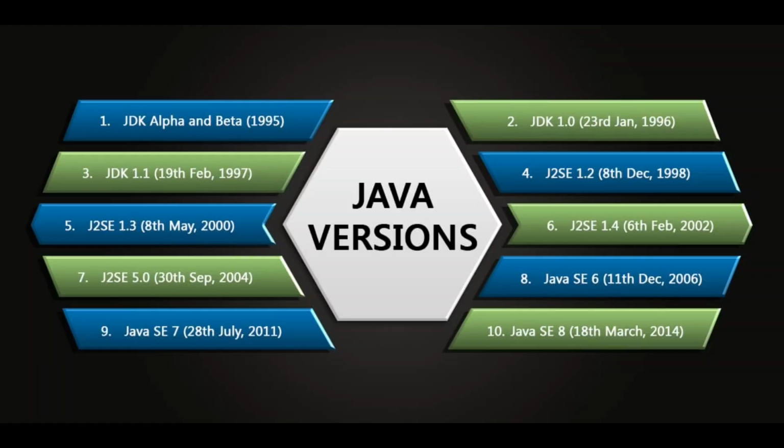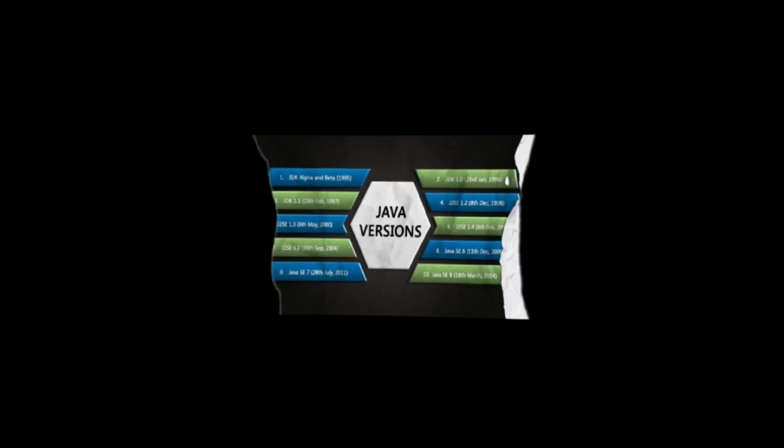Now, on the screen, you can see the different Java versions like Java SE, Java EE, and Java ME. These versions are actually very important to learn because each one has a specific purpose depending on what kind of program you're building.